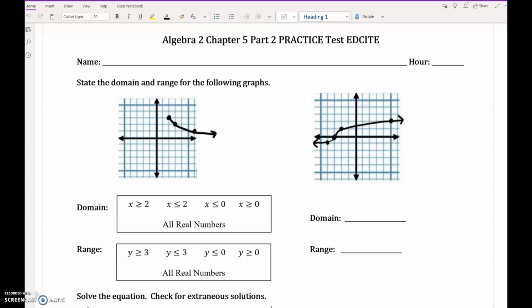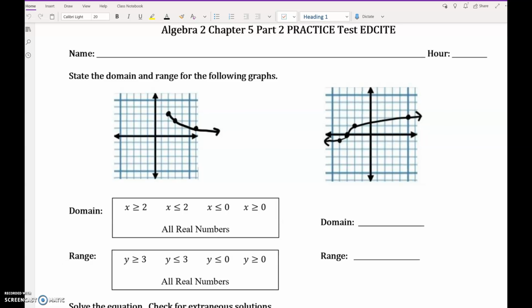Okay, let's go over the practice test for the second half of chapter 5. The first one we're going to go over is this first graph problem. So there's a picture of a square root graph. Square root graphs do not have a domain of all real numbers or a range of all real numbers. So that's definitely not the correct answer.